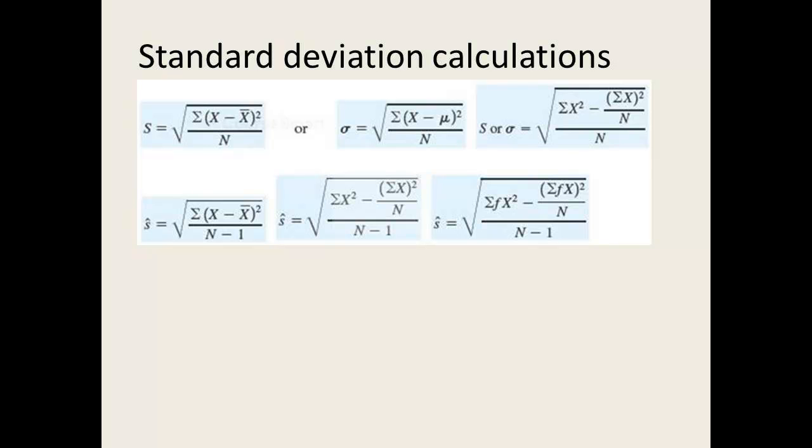The only new symbols that creep up in here is that we're also going to consider doing a grouped frequency standard deviation. And that's where this little f comes in. That little f says simply take the number of times that value occurred in the grouped distribution and multiply it by the actual value.